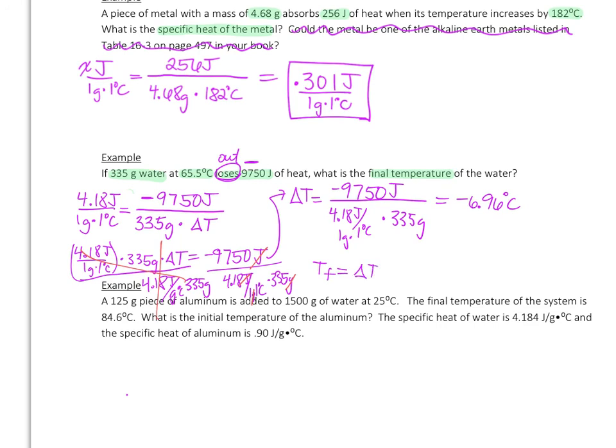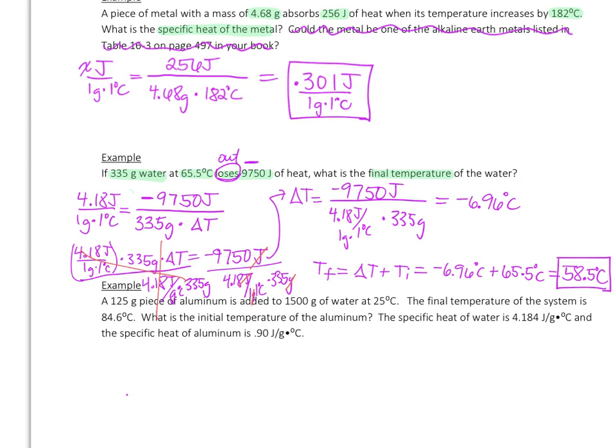Again, we're finding final temperature. So we're going to take that change in temperature plus the initial temperature to get our final. Initial temperature is 65.5 degrees. Final answer, 58.5 degrees Celsius, which makes sense since the energy left the system.